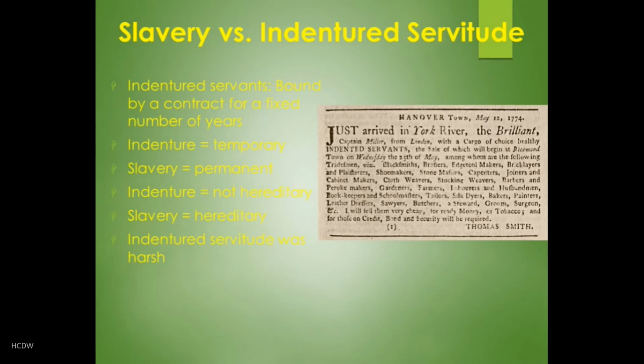Indenture was not hereditary. Slavery was hereditary. So if you were the child of a slave, this went through the mother. If you were a child of a slave mother, then you were enslaved as well.